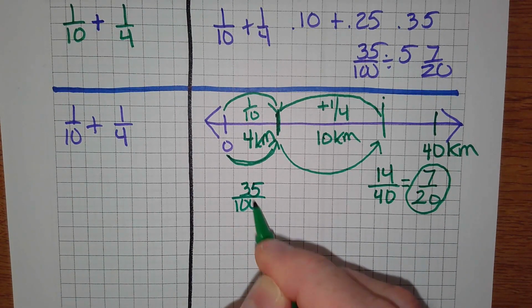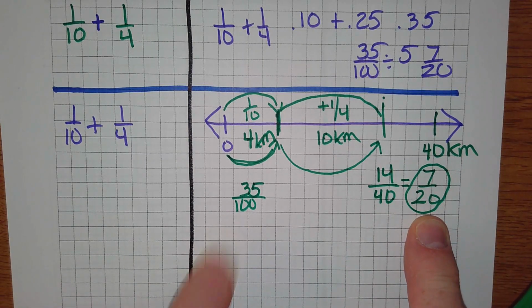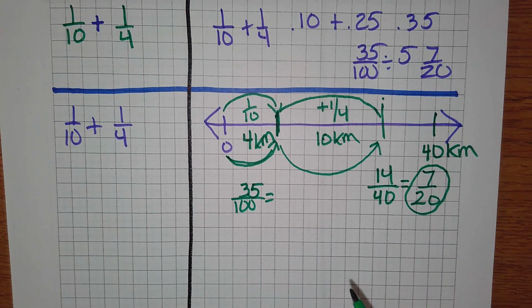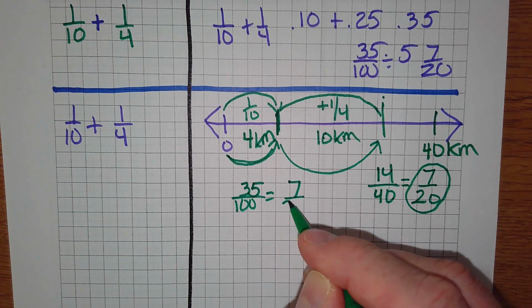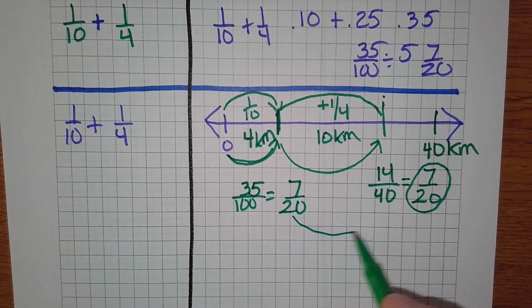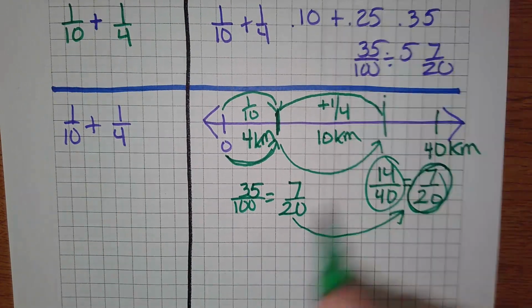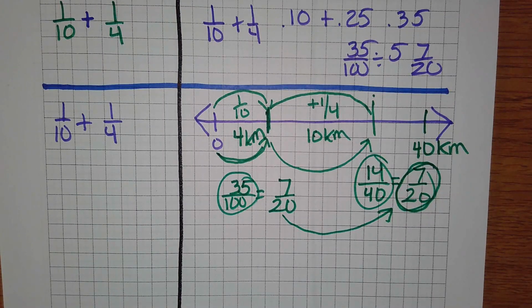35 hundredths. Are these the same? Technically, they're the same amount, but we can reduce it. What fits into 35 and 100 equally? 5. Fits in there 7 times and fits in there 20 times. We just proved that they're the same. 14 40ths, 7/20ths, 35 hundredths are the same amount of a pizza, just different sized slices. Okay? All right, here's the next scenario.